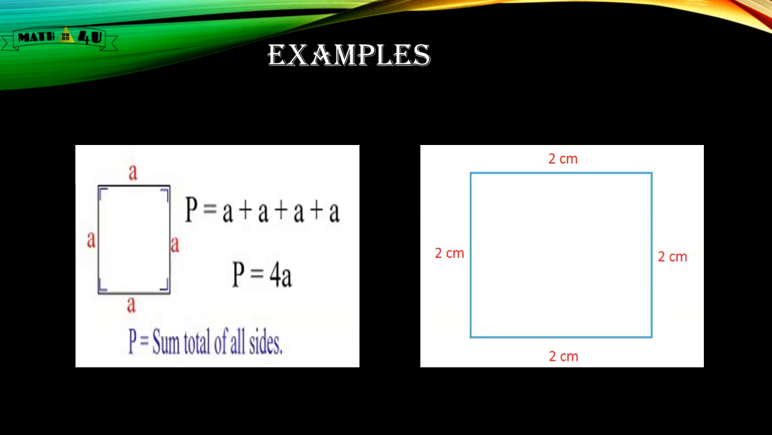Now let us look at some other example. Let us consider a square. The perimeter of the square is nothing but sum of all the 4 sides. The perimeter is nothing but 4 into side. That is perimeter is equal to 4a, where a implies the side. Now let us take a square of side 2 centimeter. So what will be the perimeter? 2 plus 2 plus 2 plus 2, that is equal to 8 centimeter.